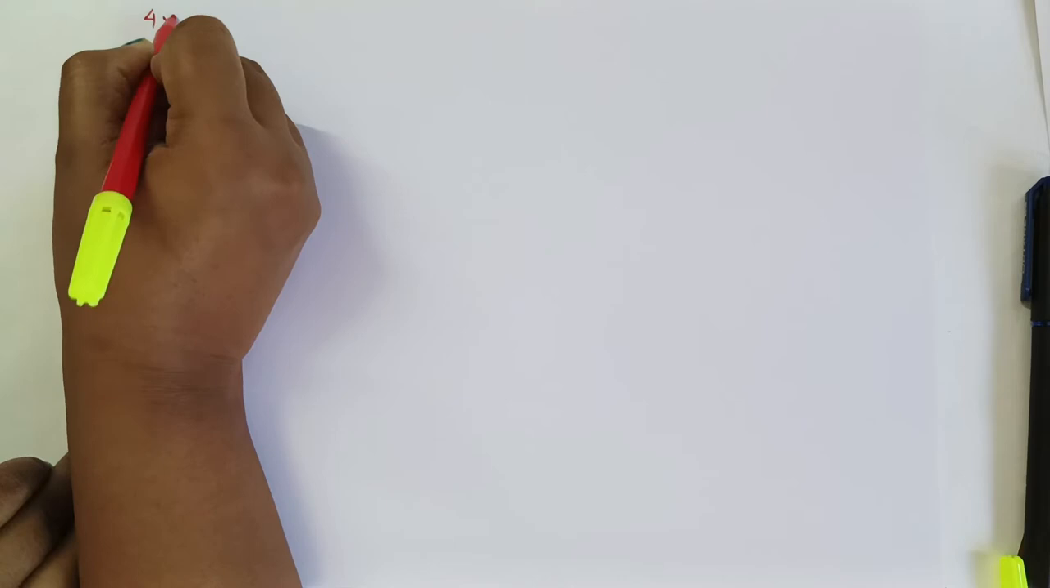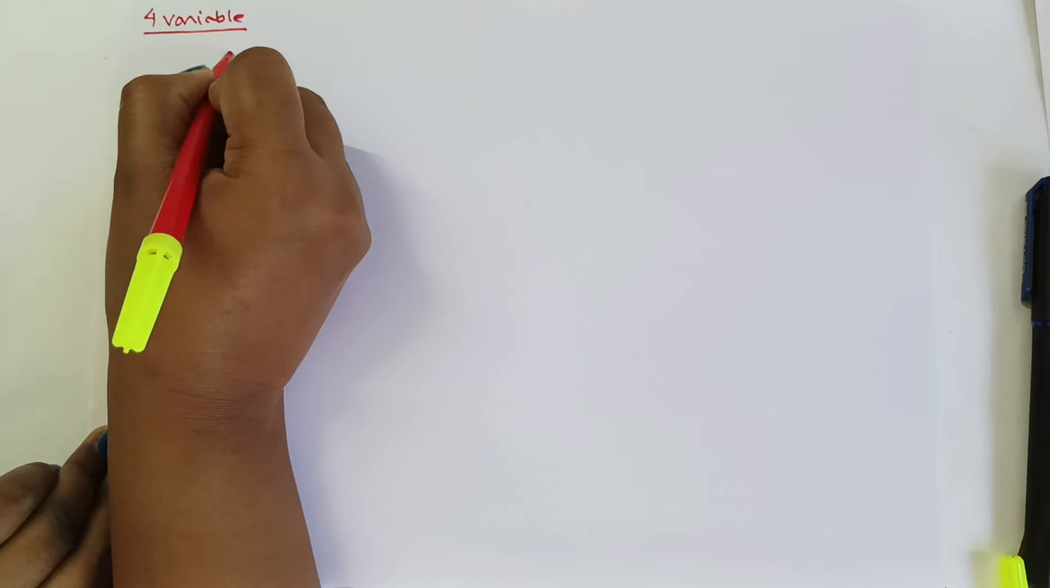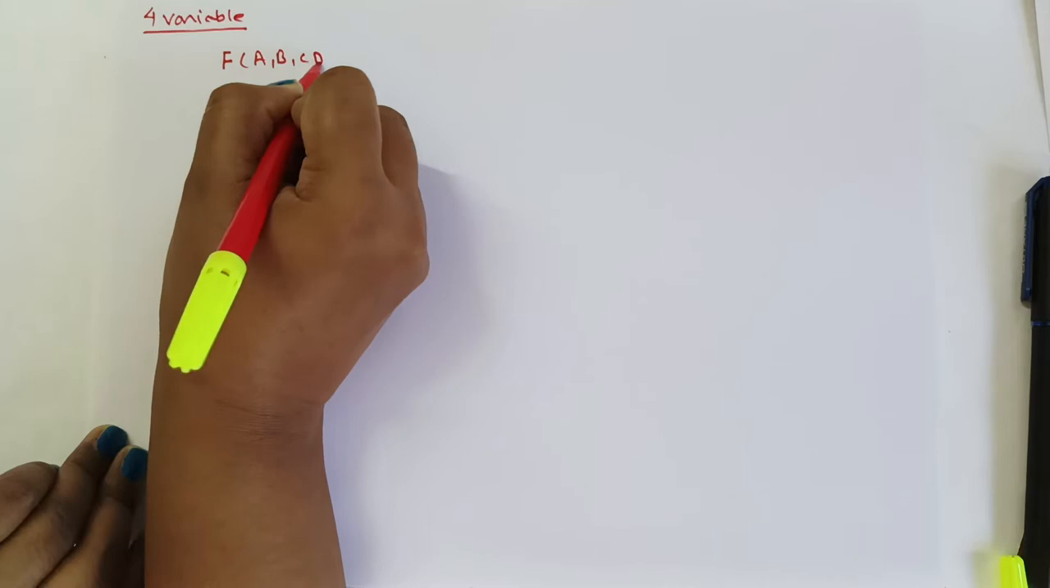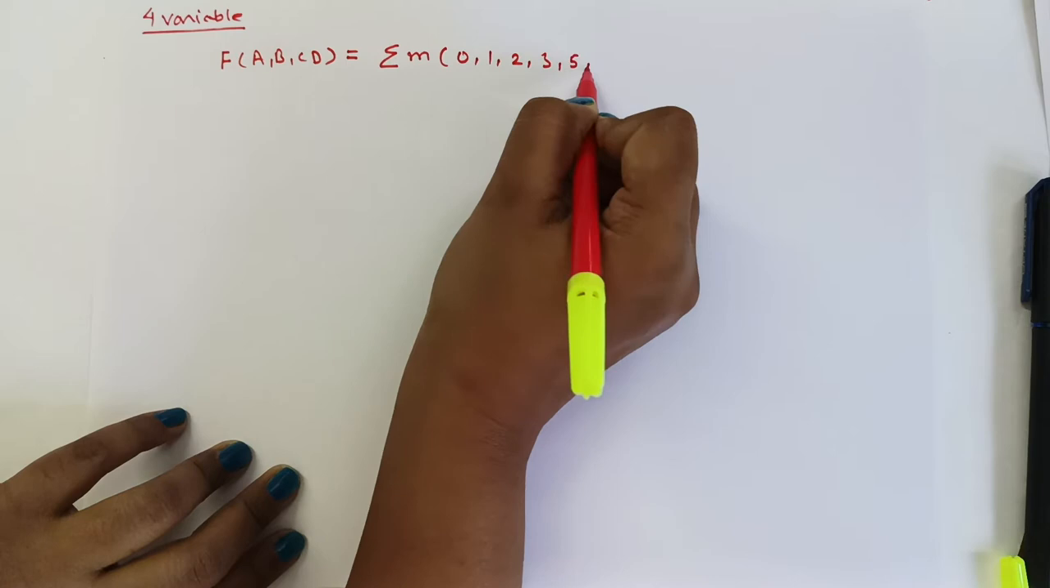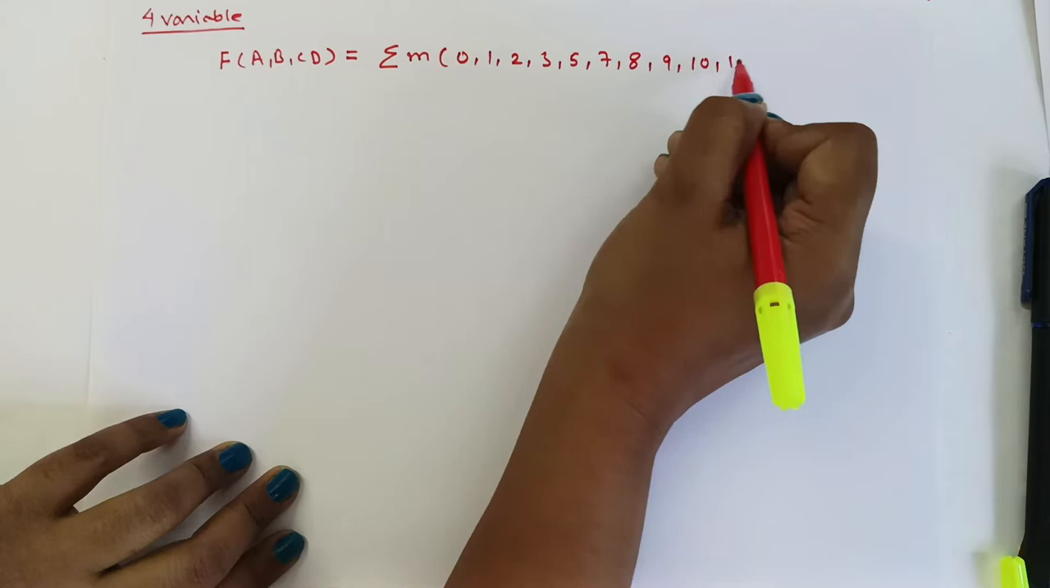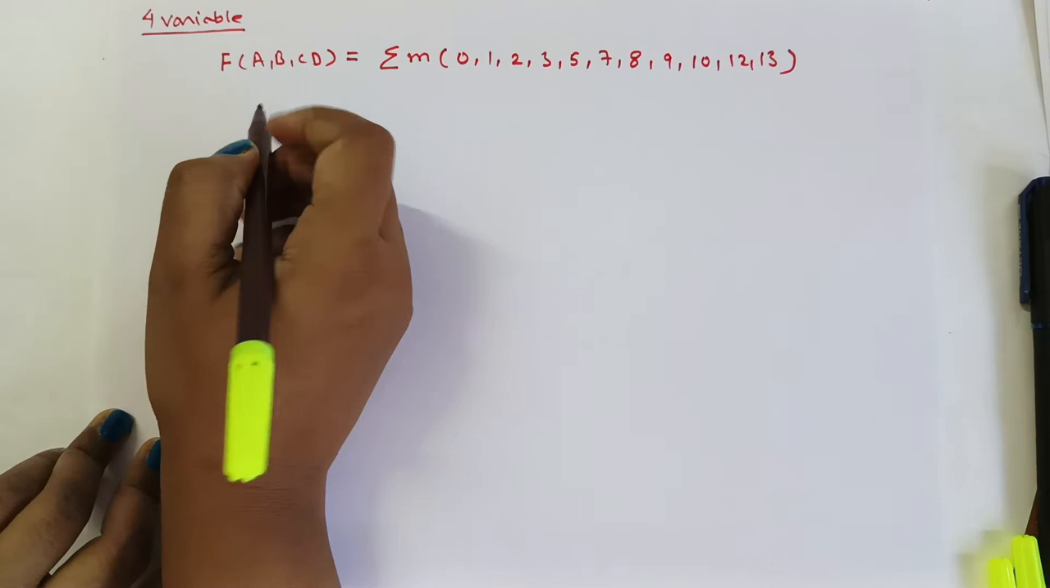Now we will see a 4 variable example. We will take a function here. Suppose f of A B C D is given as summation of min terms 0, 1, 2, 3, 5, 7, 8, 9, 10, 12, and 13. So there are 4 variables. So we need 16 cells.